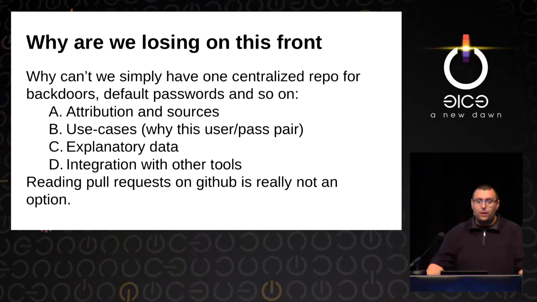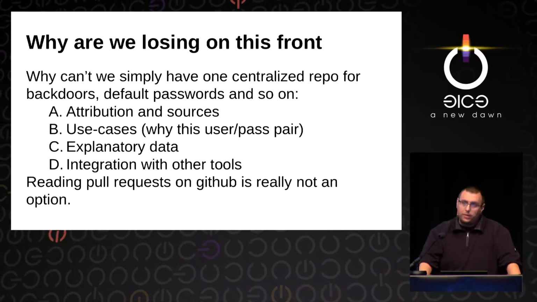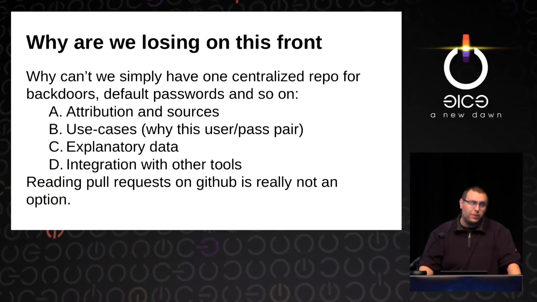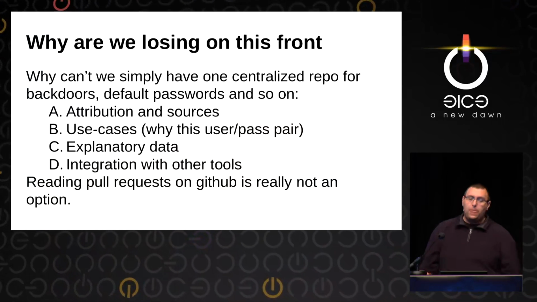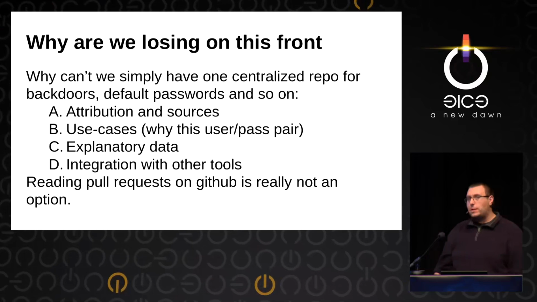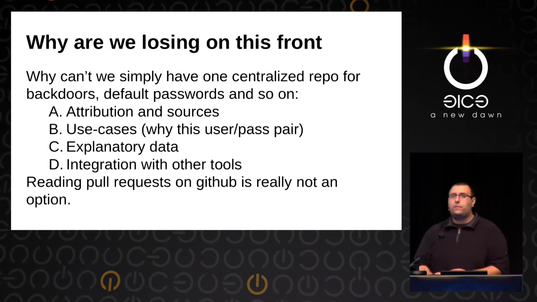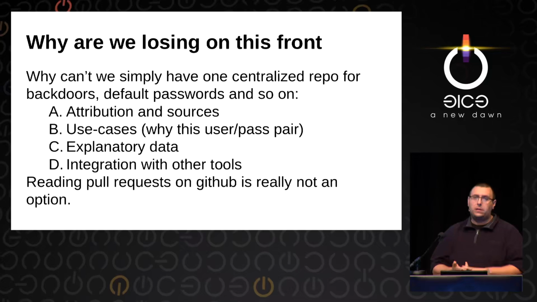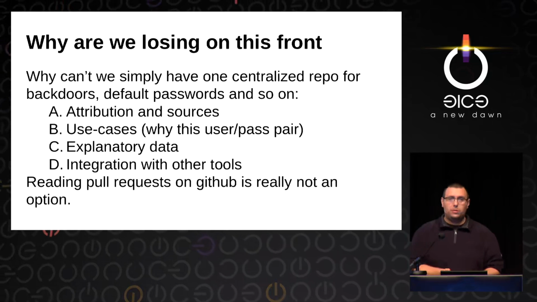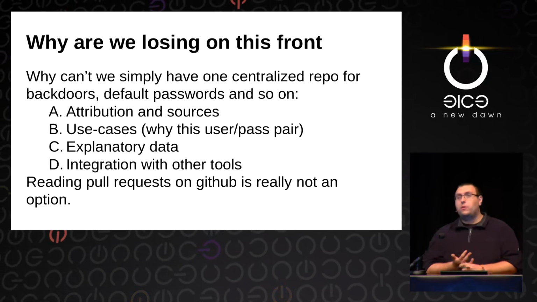Why are we losing on this front? Because, to put it simply, we don't have one centralized repository that collects all known backdoor passwords, all known starting passwords. When you take a look at any tool that has some password lists for testing, you cannot find where that list came from, who created it, for what use case, or why you should use it. There is no exploratory data that says how this password list was created, there is mostly no way to integrate it with other tools, and there are no updates and so on.